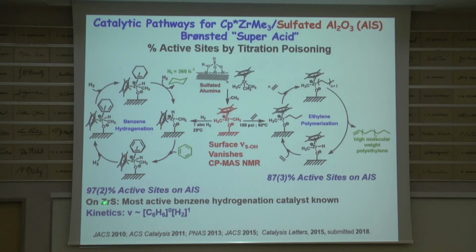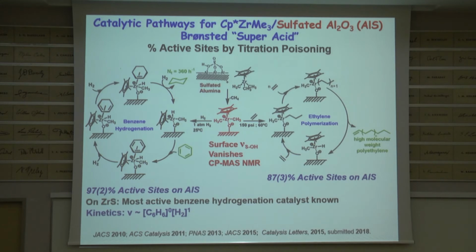This compound on sulfated zirconia is, as near as we can tell from the literature, the most active benzene hydrogenation catalyst that's ever been found. You might say, so big deal, you hydrogenated benzene. We'll come to that because there are some really interesting implications. The kinetics are zero order in benzene, first order in hydrogen. And what that says is that benzene binding is rapid and irreversible, and the turnover-limiting step is the first hydrogen addition. And we'll say more about that in just a minute.